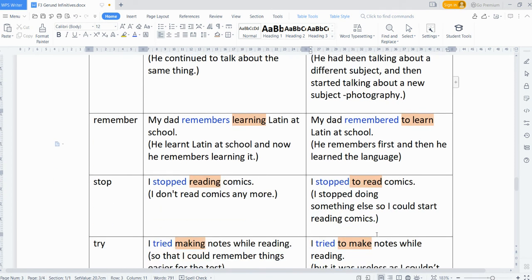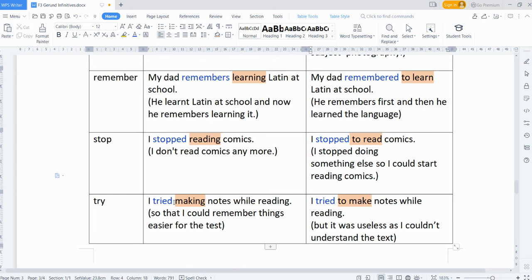Next one is stop. I stopped reading comics. It means that if you put a gerund after the word stop, it means that I don't read comics anymore. Dah insaf dah, tak nak dah baca komik. I want to read something else, I want to read novels, for example. However, if you put an infinitive after the word stop, for example, you say, I stopped to read comics. It means that you stop doing something else. Saya berhenti untuk membaca comics. I stopped doing something so that I could start reading comics. You can see the difference.